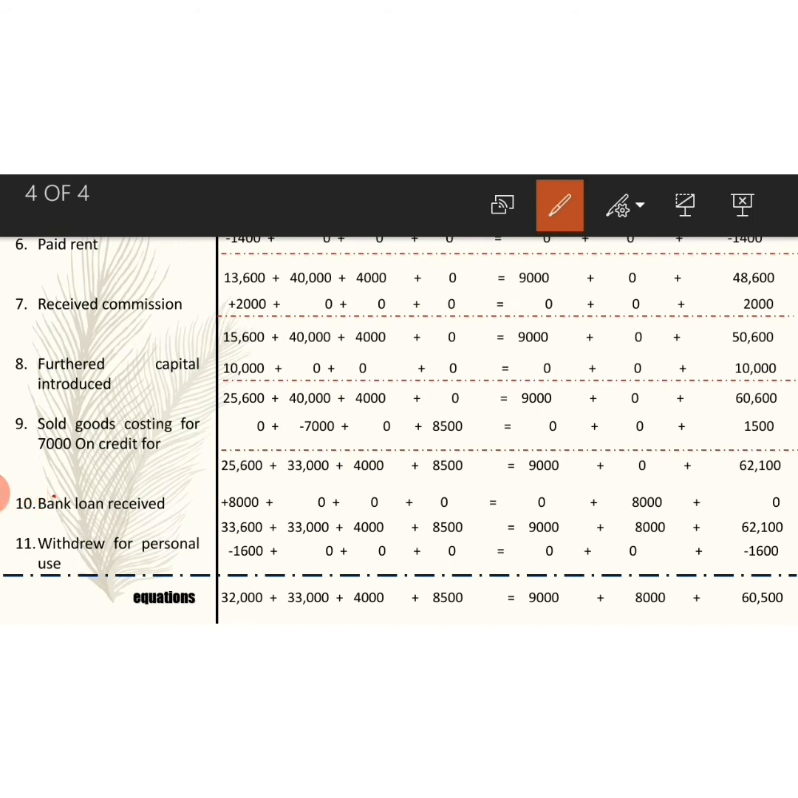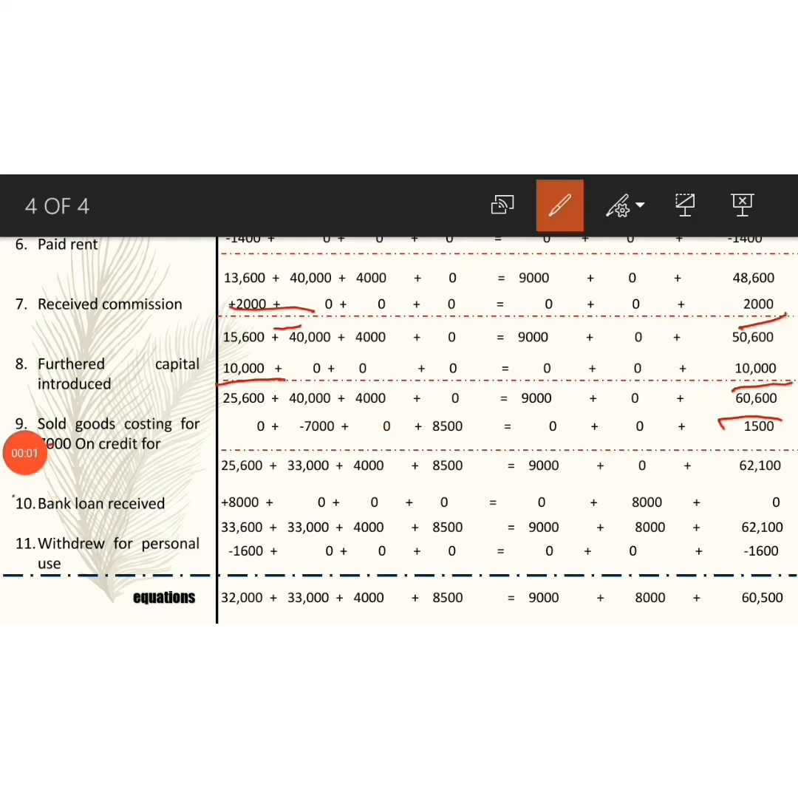Since this capital is introduced in the form of cash, it should be recorded in the cash under the asset side. So 10,000, and then it should be recorded in the capital, that is the liability side. So on further calculating, it is 15,600 plus 10,000, 25,600, plus 40,000 plus 0 is 40,000. Again, 4,000 plus 0 is 4,000, and creditors 9,000 plus 0 is 9,000. Again, 0, 0, 0, and capital 50,600 plus 10,000 is 60,600.